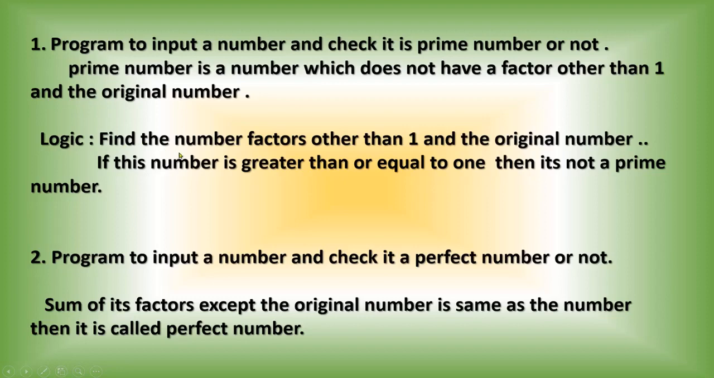I just wrote the logic over there. Write down the logic also into your notebook. Find the number of factors other than 1 and the original number. Every number has 1 and the given number as a factor. You have to find out the other factors other than 1 and the original number. If this number is greater than or equal to 1, then you can say it is not a prime number. That means if the number has a factor other than 1 and the original number, then it is not a prime number. If that number is 0, that means you didn't get any factor, then you can say it is a prime number.